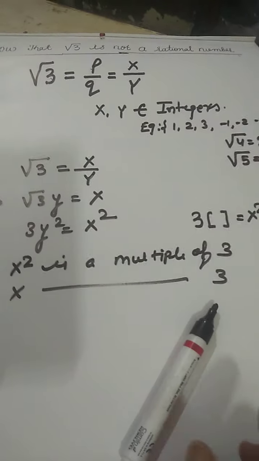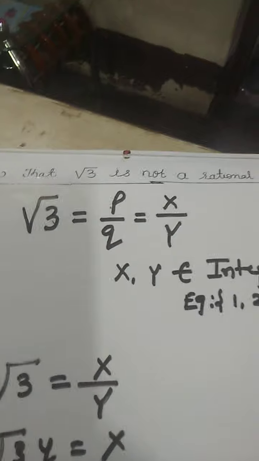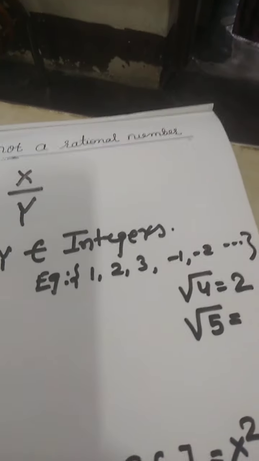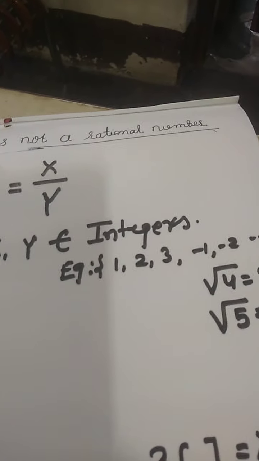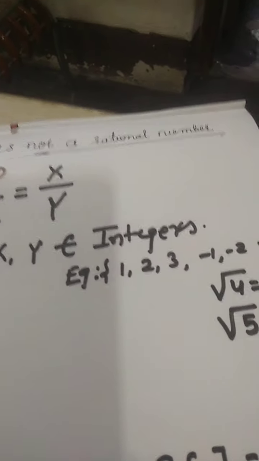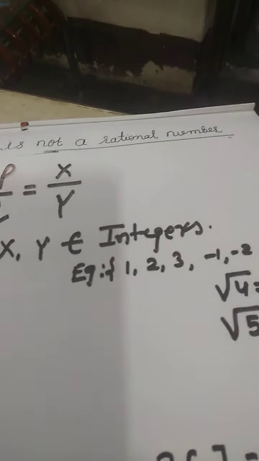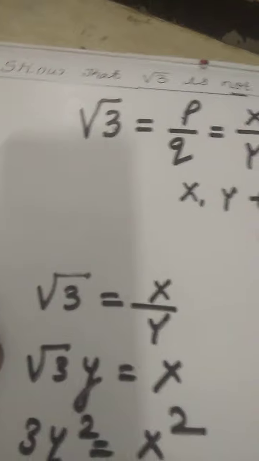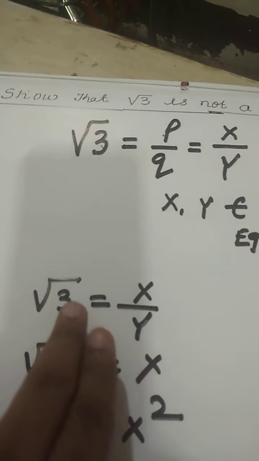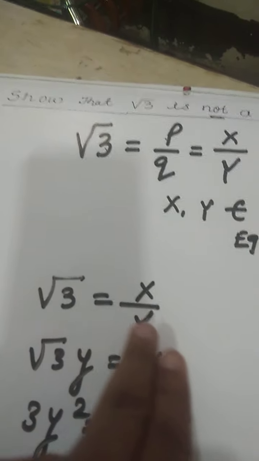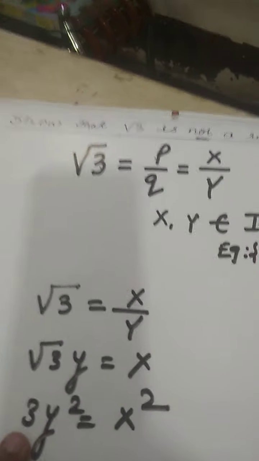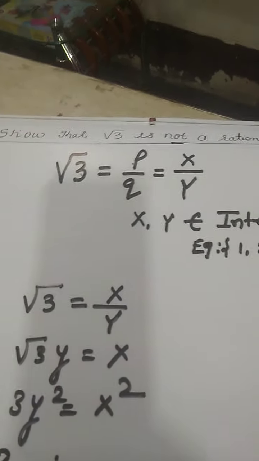So we can check here once again. Root 3 is equal to X by Y. X and Y are integers and they don't have any common factor, because they are giving root 3. Now cross multiply: root 3 times Y is equal to X. Root 3 square is 3, so 3Y square is equal to X square. So X square is a multiple of 3, and X is a multiple of 3.